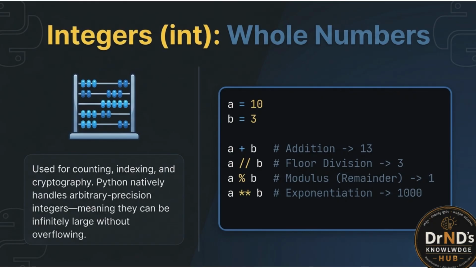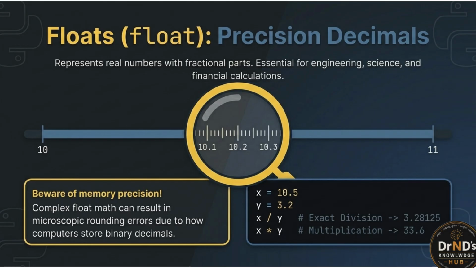Finally, we have A double asterisk B. The double asterisk represents exponentiation, or raising a number to a power. This means 10 raised to the power of 3, which is equal to 1000. Exponentiation is widely used in scientific calculations, data analysis, and mathematical modeling.